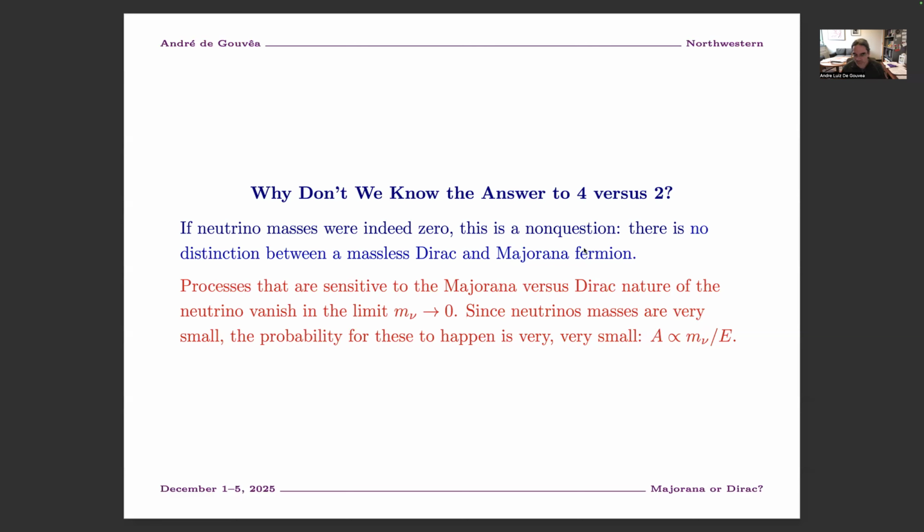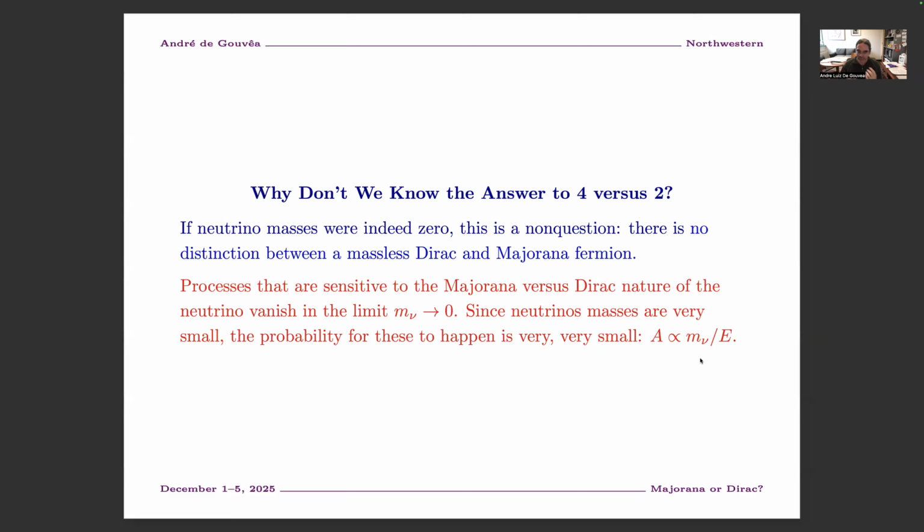Okay, and the challenge for us is, of course, neutrino masses are really small. So that means that the probability for anything to happen will be proportional to the neutrino mass divided by some typical energy scale of your problem. And it turns out that for any experiment that we can think about, the typical energy scales of the problem happen to be much, much, much bigger than the neutrino mass.